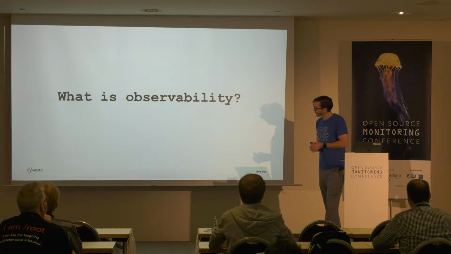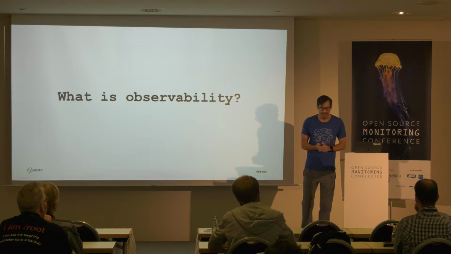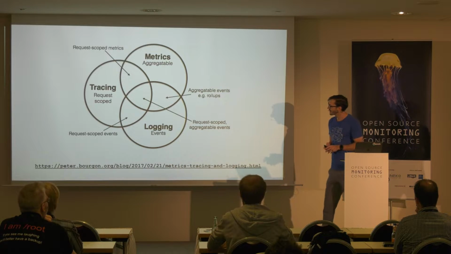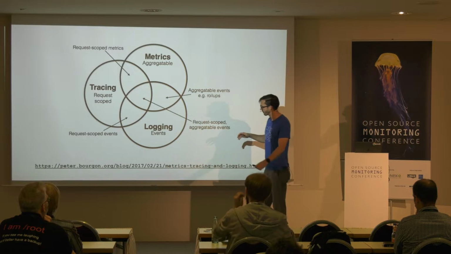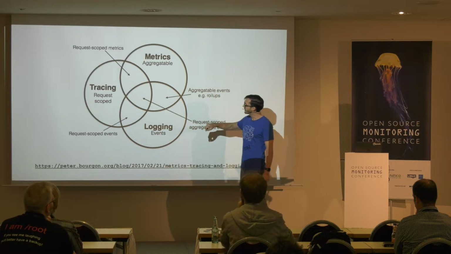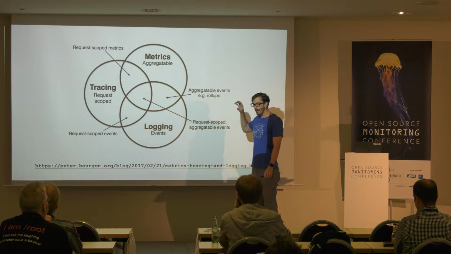So the question is, what is observability? Because so many people have been using it. And then maybe you have seen this graphic here, which is very common or very widely shared. It's from early 2017. And you see these 3 things, logs, metrics, traces. And then you have all these different areas of intersection.